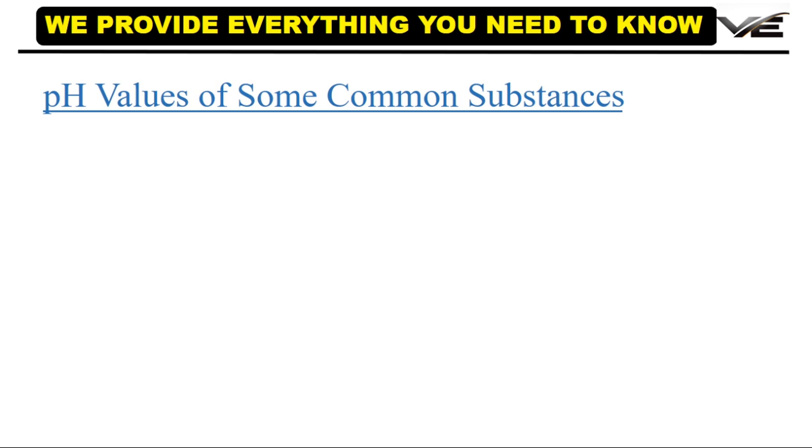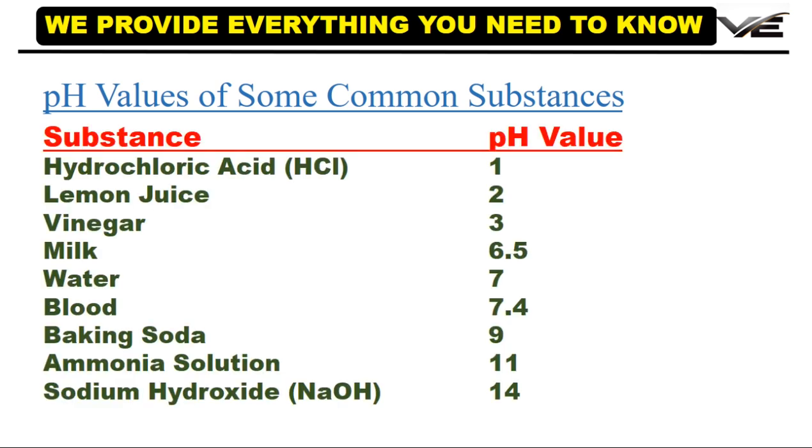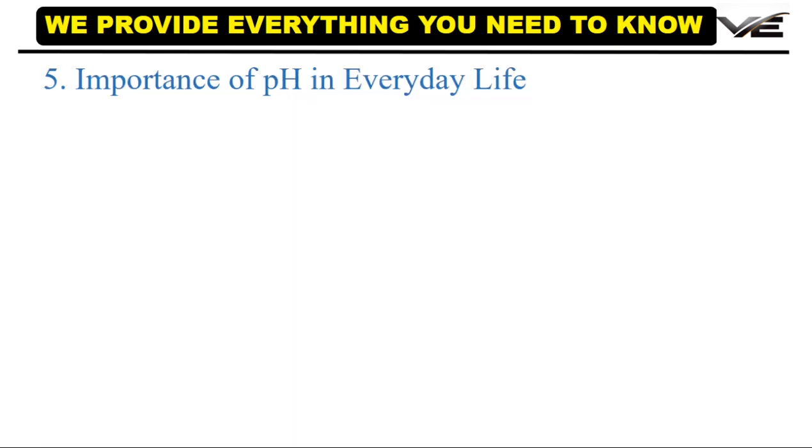pH value of some common substances. Hydrochloric acid HCl, pH 1. Lemon juice, pH 2. Vinegar, pH 3. Milk, pH 6.5. Water, pH 7. Blood, pH 7.4. Baking soda, pH 9. Ammonium solution, pH 11. Sodium hydroxide NaOH, pH 14.